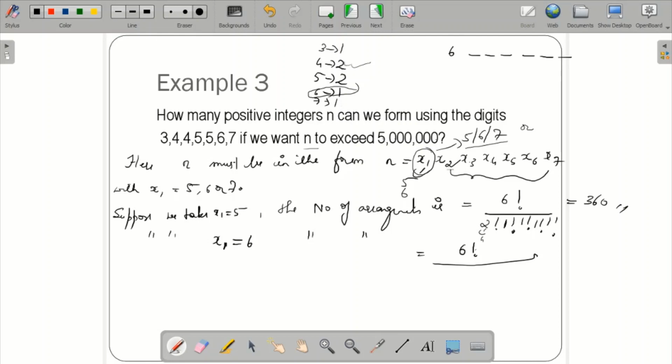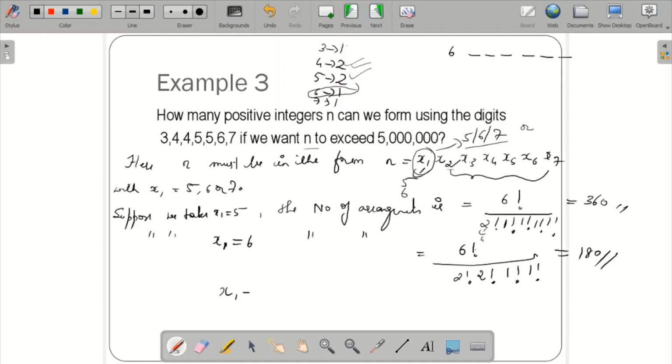Remaining is what? This should be divided, this should be divided, this should be divided, and this should be divided. So that is nothing but 2 factorial of 4, 2 factorial of 5, 1 factorial of 3 and 1 more factorial of 7. Answer is nothing but 180. So this is for x1 is equal to 6.